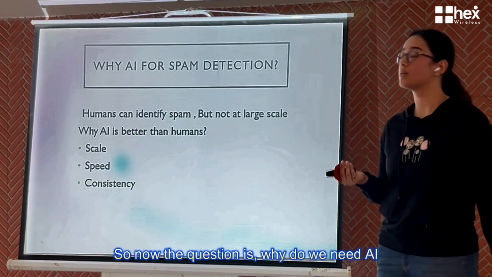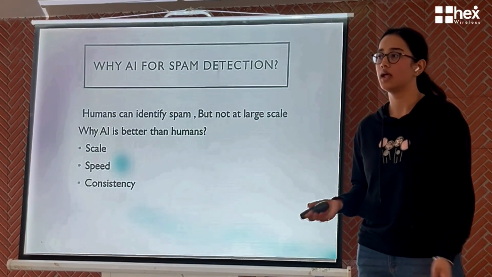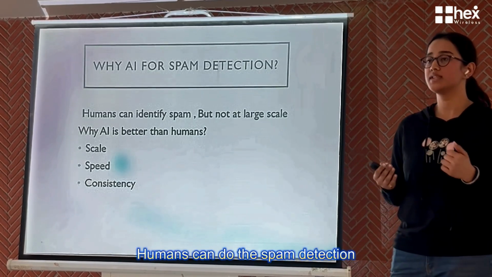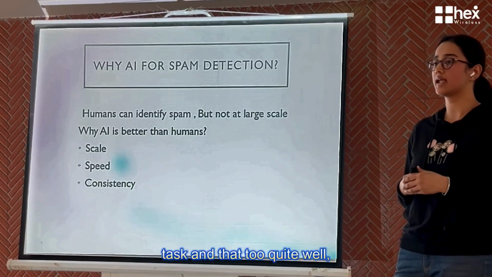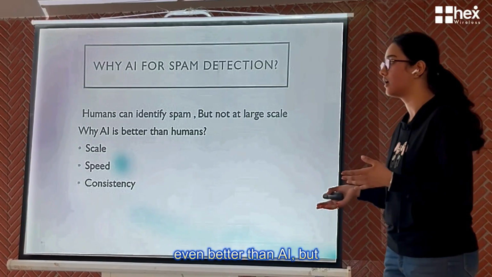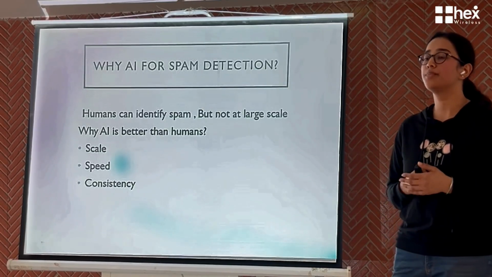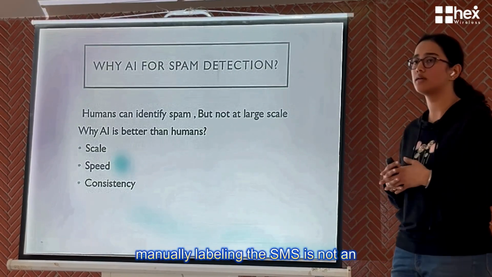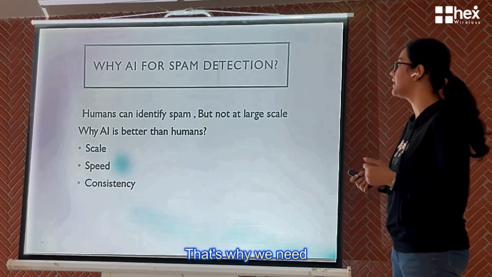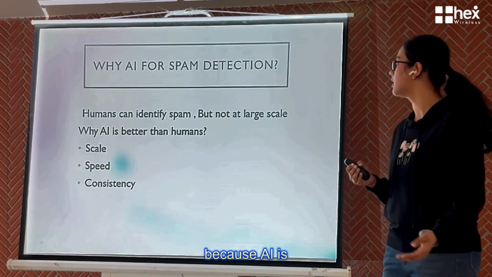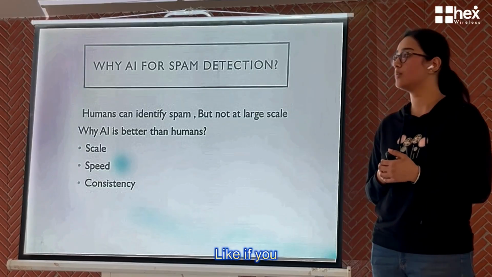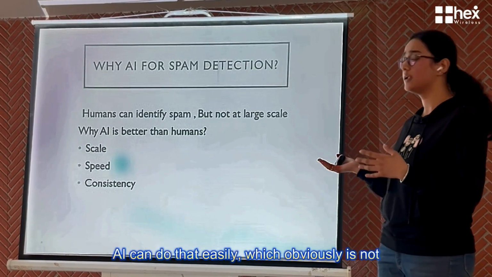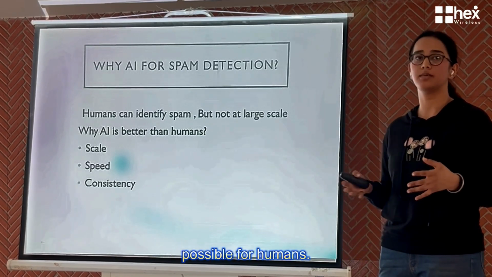Okay, so now the question is, why do we need AI for spam detection? Humans can do the task as well, right? Well, that is true. Humans can do the spam detection task, and quite well, even better than AI, but not at a massive scale. With billions of messages being sent every day, manually labeling the SMS is not an efficient solution. That's why we need AI, because AI is highly scalable. If you need to classify a lot of SMS in just a few minutes, AI can do that easily, which obviously is not possible for humans.